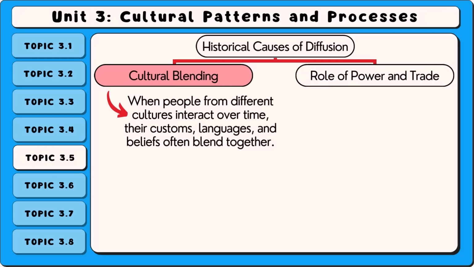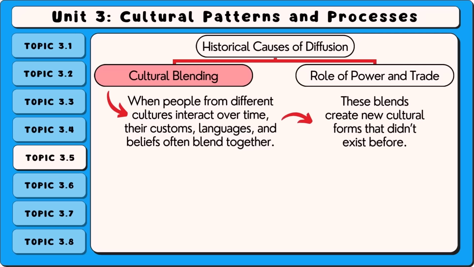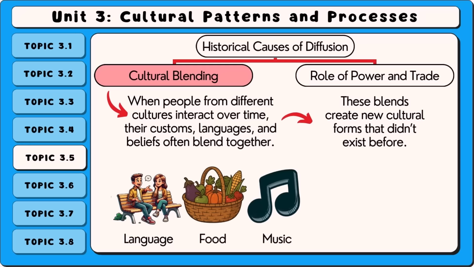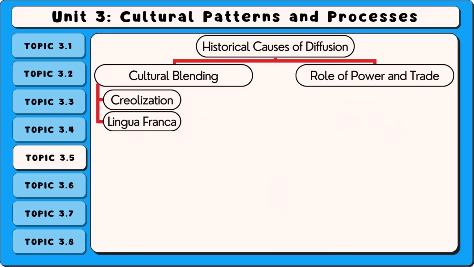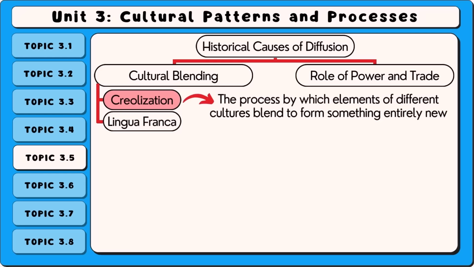When people from different cultures interact over time, their customs, languages, and beliefs often blend together. These blends create new cultural forms that didn't exist before. This process is especially visible in language, food, music, religion, and art. There are 2 examples of blended cultural expressions that geographers focus on: creolization and lingua franca. Let's look at each one in turn.